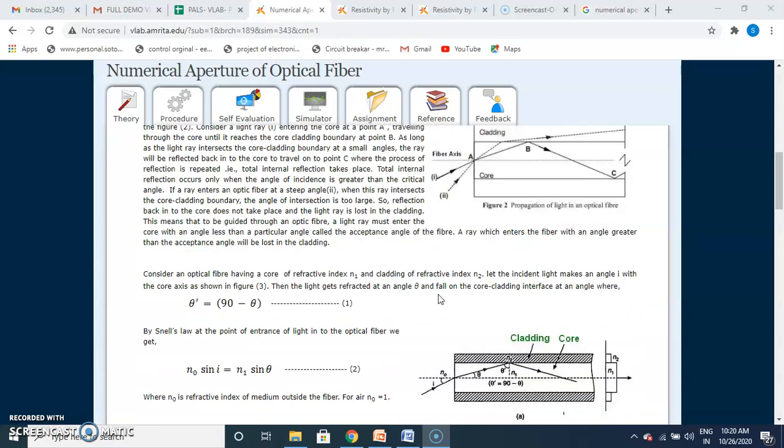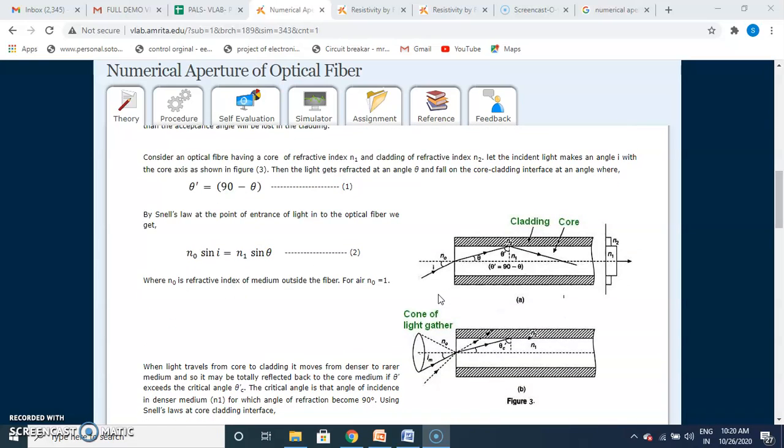And what is numerical aperture? It is the light gathering capacity of the optical fiber. Now just consider this one is the optical fiber. This one, n0, is the refractive index of air, n1 is the refractive index of the core, n2 is the refractive index of the cladding. By using this, we are going to find the numerical aperture of the optical fiber.